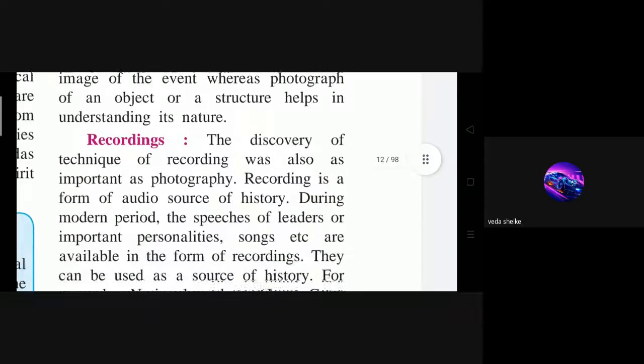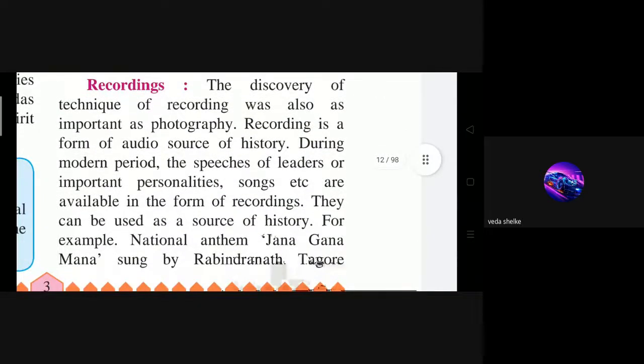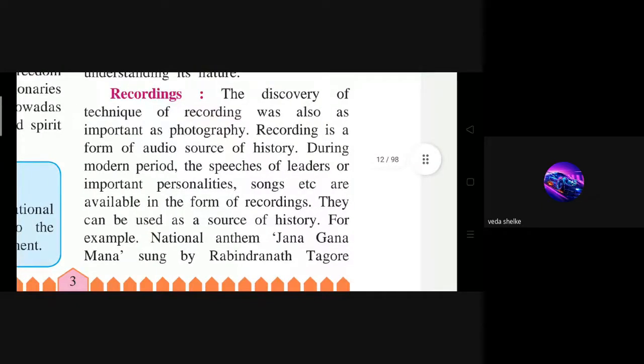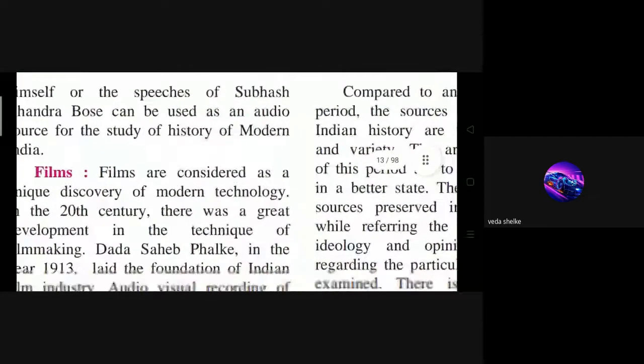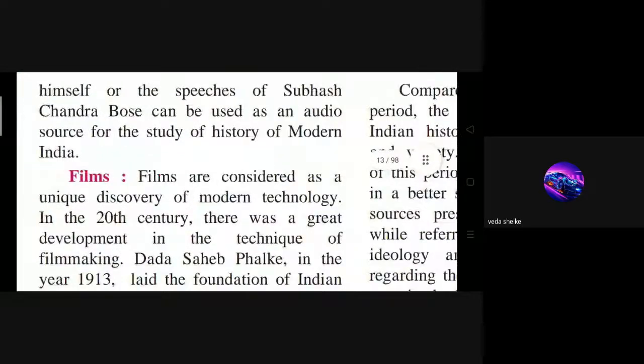Recordings. The discovery of the technique of recording was also as important as photography. Recording is a form of audio source of history during the modern period. The speeches of leaders or important personalities, songs, etc. are available in the form of recordings. They can be used as a source of history. For example, the national anthem Jana Gana Mana sung by Rabindranath Tagore himself or the speeches of Subhash Chandra Bose can be used as audio sources for the study of the history of modern India.